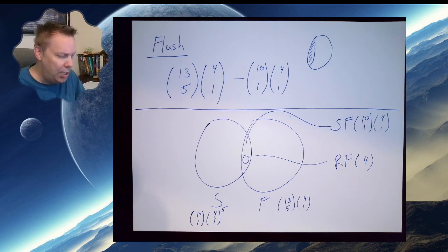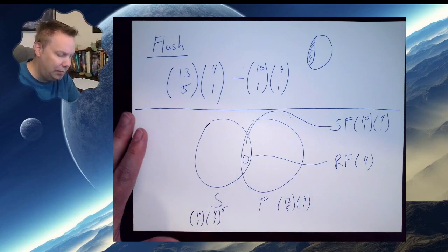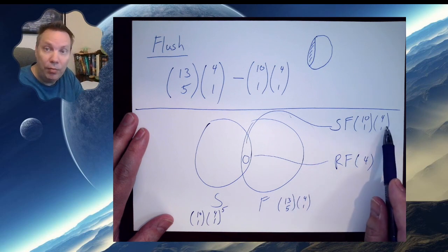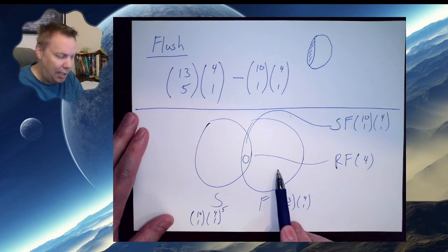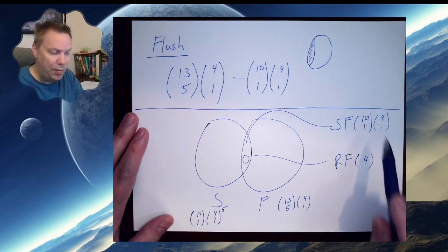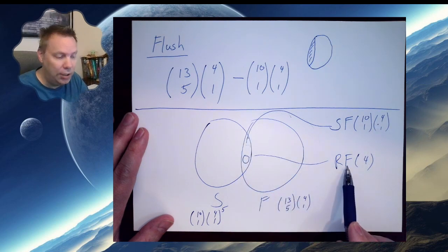So the definition of a straight is just this piece not including this. So I need to take this number and subtract this number from it. The number of flushes is this part of the Venn diagram minus the intersection. So the number of flushes is this number minus this number. The number of straight flushes, that's the intersection, but I really want to get rid of the royal flushes.